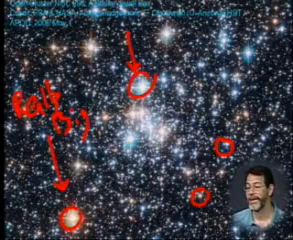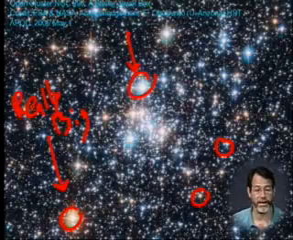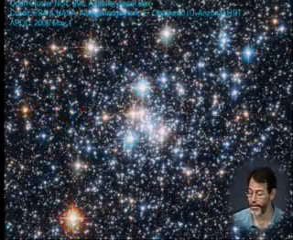So this black body idea and the Stefan-Boltzmann law tells us things about stars now. Just from looking at stars, we can tell that some are bigger and brighter than others.